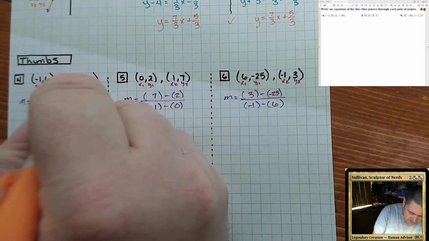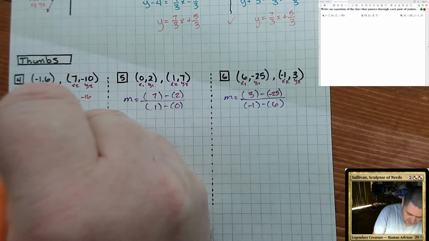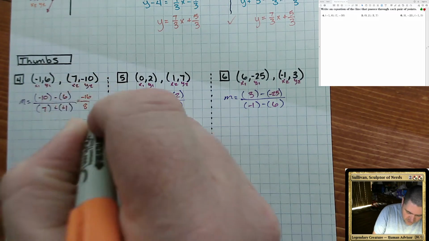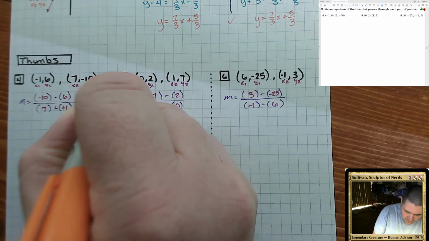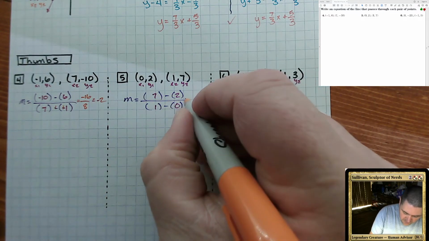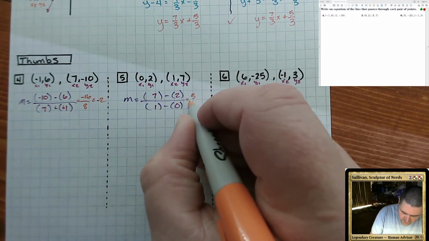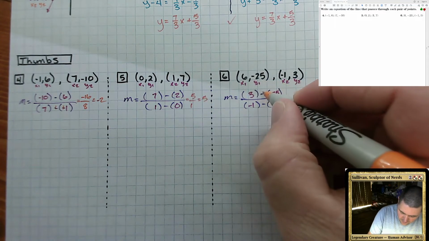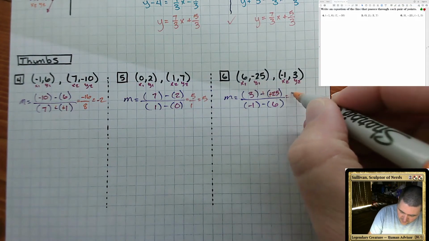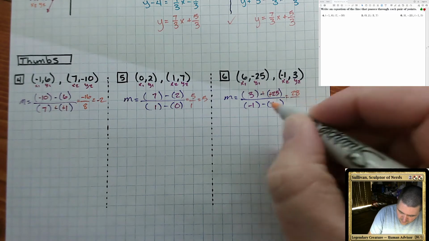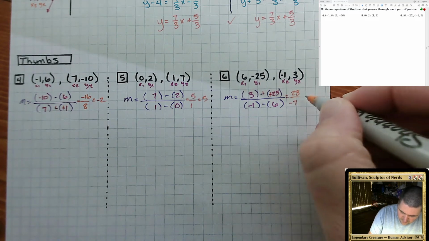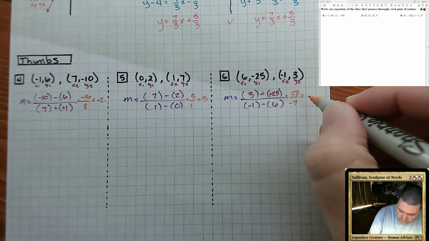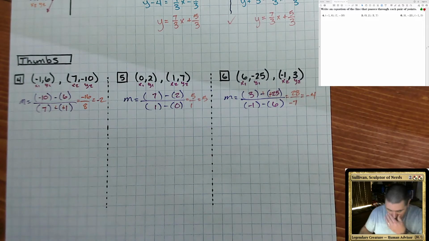Negative 10 minus 6 is negative 16. Add the opposite, getting 8. Reduce it, negative 2. 7 minus 2 is 5. 1 minus 0 is 1. Add the opposite, getting 28. Uh-oh. Getting negative 7, reduce negative 4.